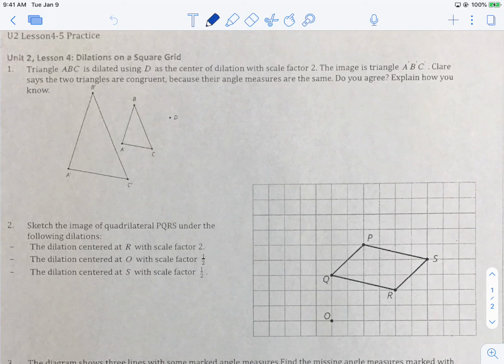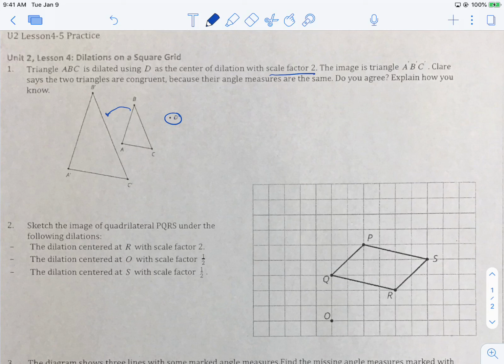We're going to go over some of your lesson 4-5 practice. So let's look at number 1. Triangle ABC is dilated using D as a center. So here is our center. And it has a scale factor of 2. The image ABC prime, so the bigger one, is our new shape. So we took a smaller one and we went bigger from this point.